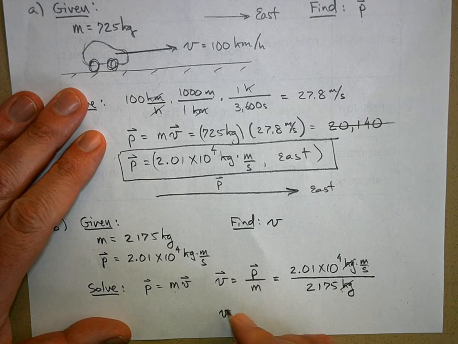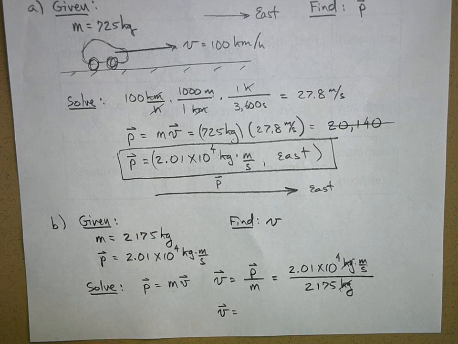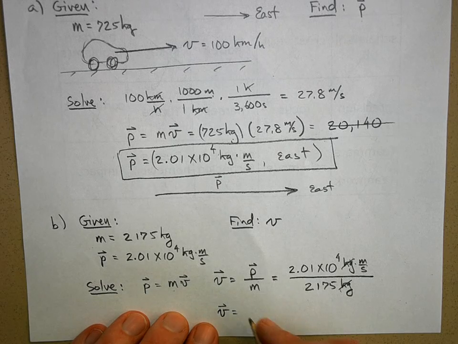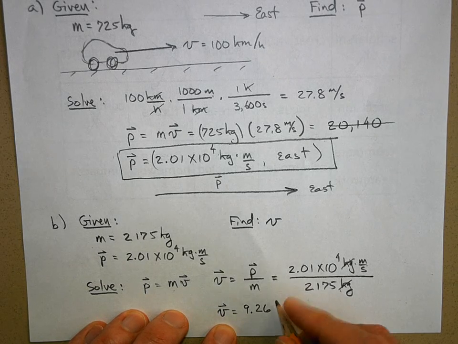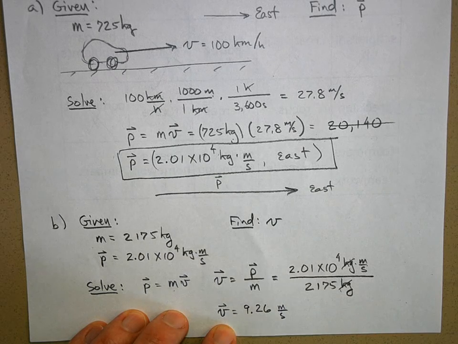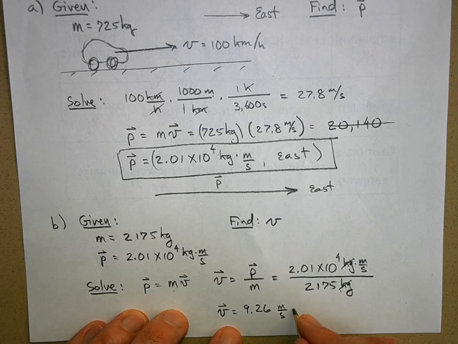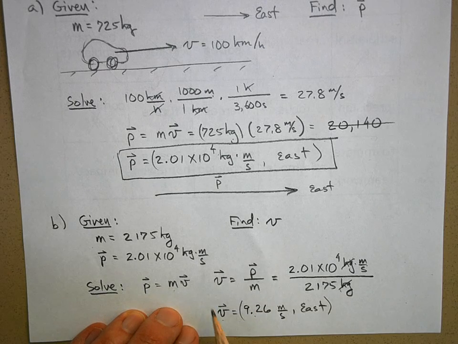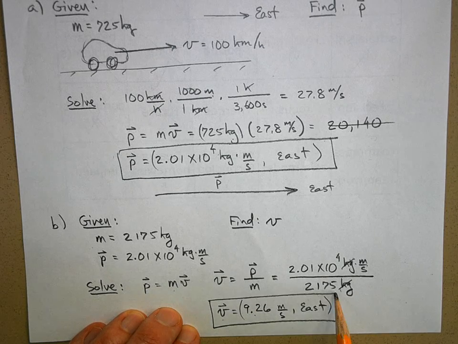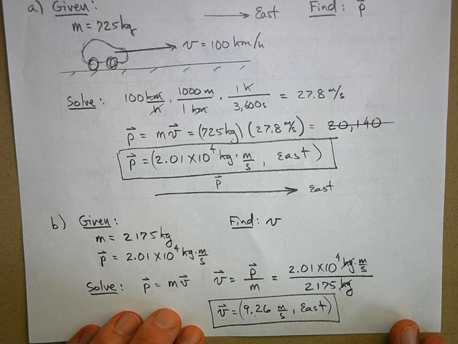And so the velocity of my more massive car is equal to 9.26 meters per second to the east. We should put the direction, right? Because this is a vector. It's magnitude and direction. So there's my answer.